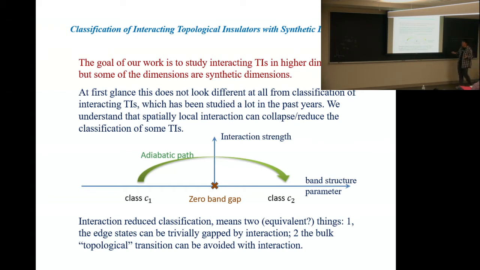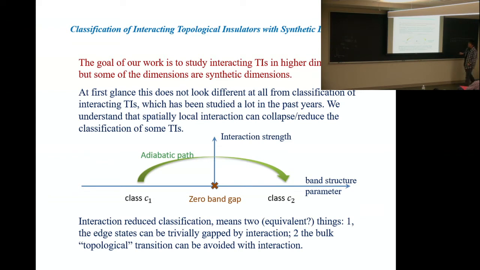Another thing that interaction-reduced classification means is that in the parameter space, I can tune continuously. Without interaction, the topological insulator and the trivial insulator will have to go through a band closing phase transition in the bulk, and will have to become gapless. But under interaction, I can go through an adiabatic path from this side to this side without breaking the symmetry and without closing the gap at all. Physically, this is what interaction-reduced classification means.